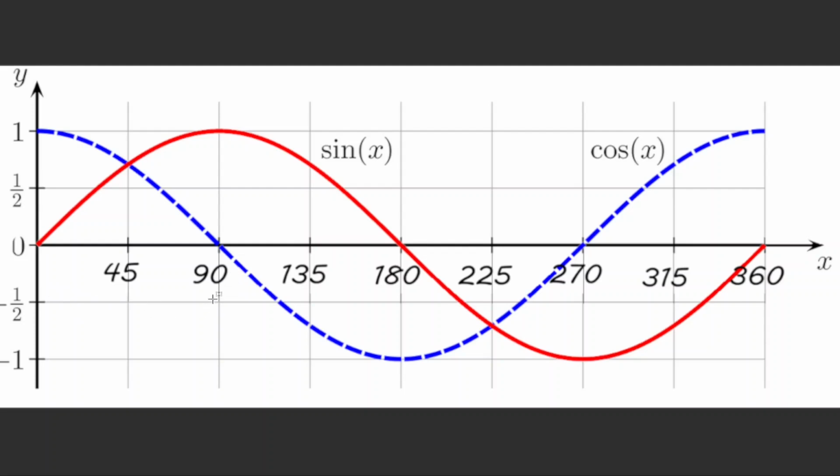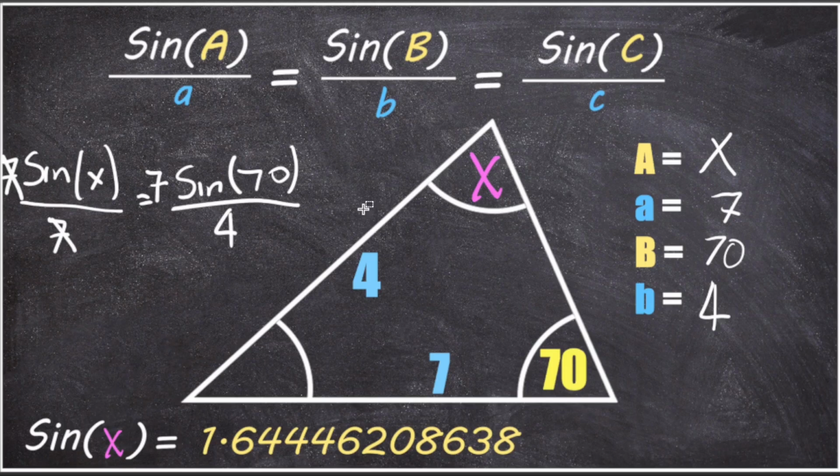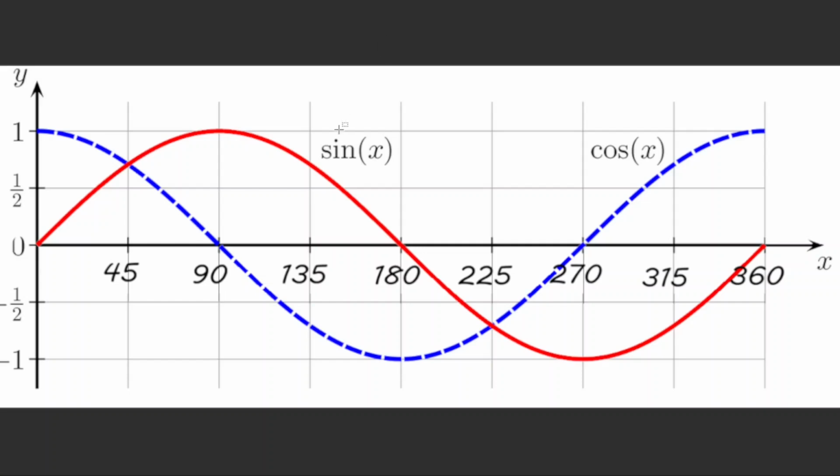So for example, sine of 90 equals 1, sine of 45 is somewhere between 1 and a half, sine of 180 is 0, sine of 270 degrees is minus 1. Now looking back at what we had, sine of the angle is 1.6. In fact, it's greater than 1.6, but the graph shows there is no angular value such that sine of the angle is around 1.6, because the maximum value for sine of an angle is 1, and the minimum value is minus 1, and 1.6 is outside of that range.